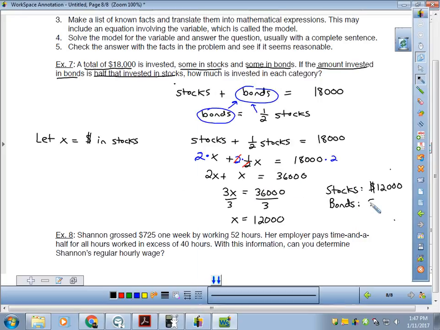So our amount in bonds is 6,000. And once we have that, we want to check our answer for reasonableness. Does it sound reasonable? We have 12,000 in stocks and 6,000 in bonds. Yeah, because those two numbers add up to 18,000, which is our number here. And that means that bonds is half of stocks, because 6,000 is half of 12,000. So yeah, it totally sounds reasonable. It does make sense. So there is our answer.